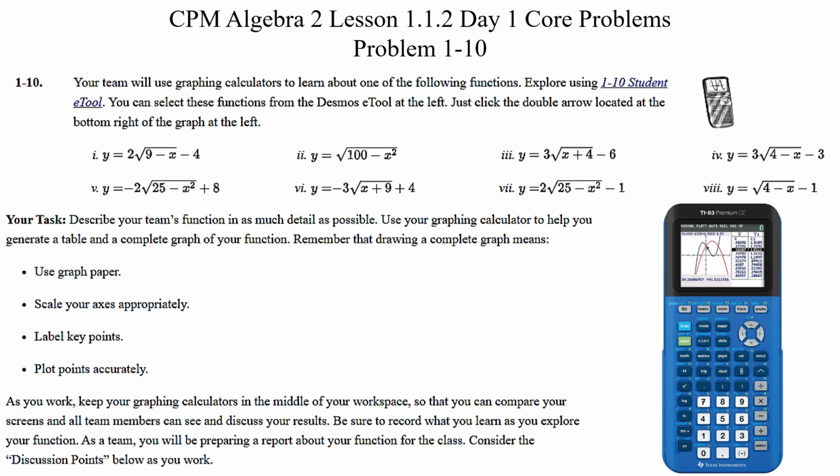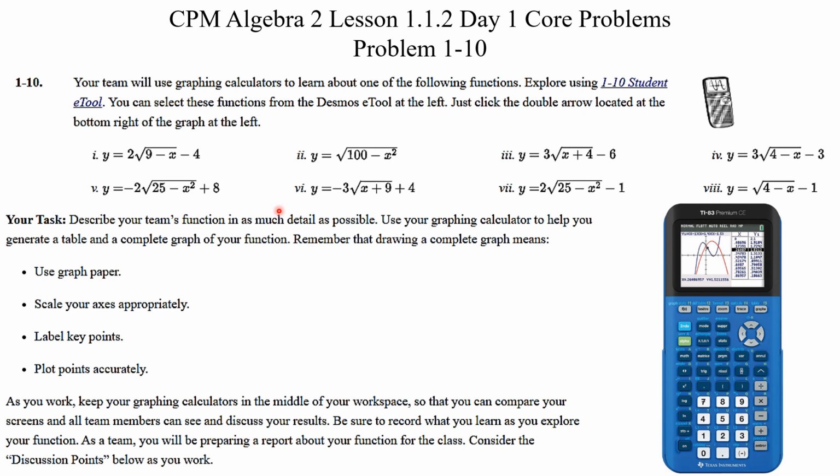In this video, we're going to look at the first day core problems from lesson 1.1.2 in the CPM Algebra 2 course. This is problem 110. So in this problem, as a group, you're going to be assigned one of these 8 functions, and you're going to learn about and explore what these functions look like.